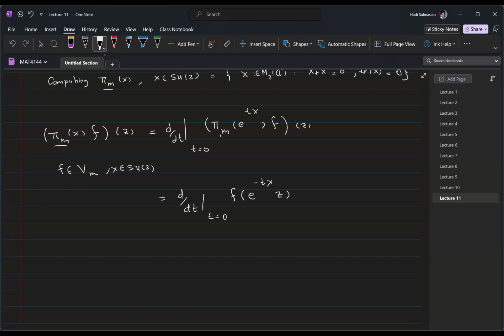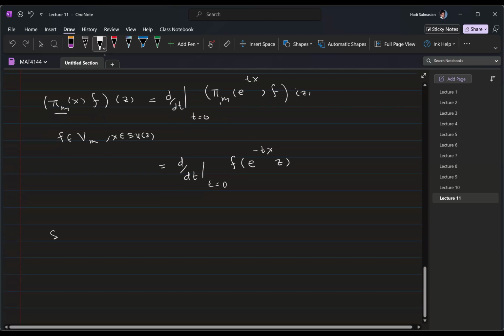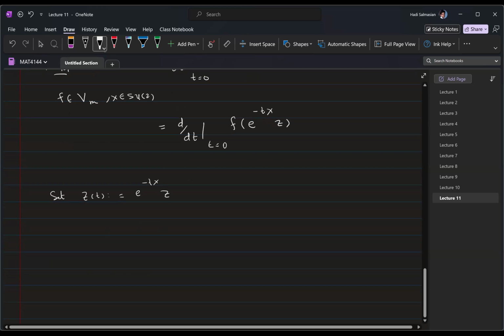Okay. So now this is calculus, right? So now you could say that if I set z(t) to be e to the minus tX z, where z was like z1, z2, some point, maybe I should put a bar here. I don't know. I just want to make sure that you understand these are not variables anymore. These are just some fixed point. Yeah, z, if I put tilde here.